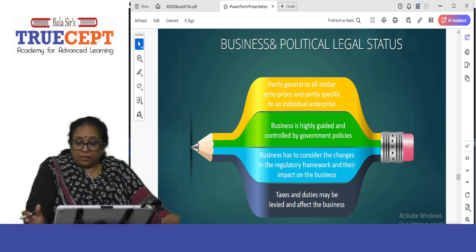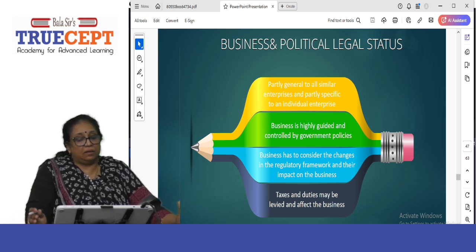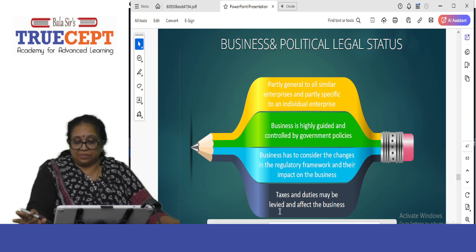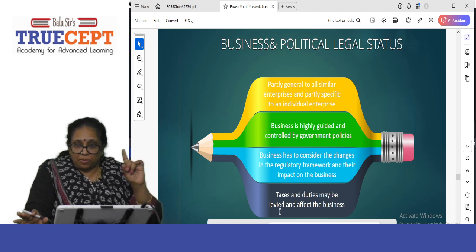See, business and tax will go hand in hand. That is why, see this last line here. In this slide, taxes and duties may be levied and affect the business. He was talking about tax subsidies.